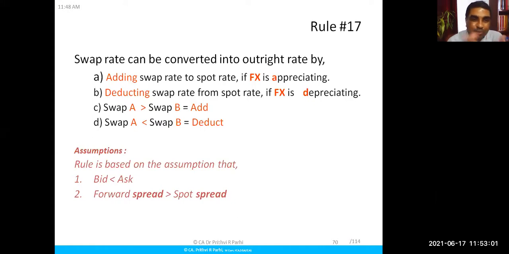If swap ask is more than swap bid, then add; if swap ask is less than swap bid, then deduct. Meaning ascending order add, descending order deduct. But this rule is based on these assumptions.